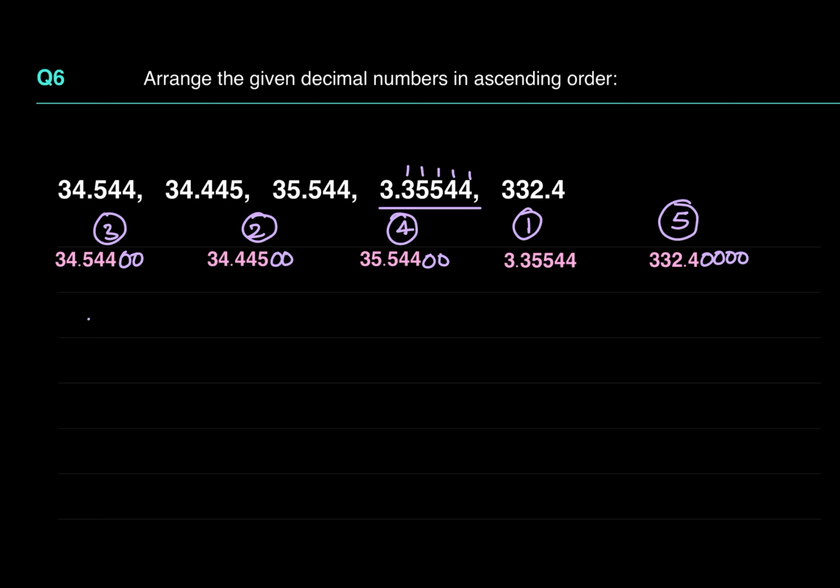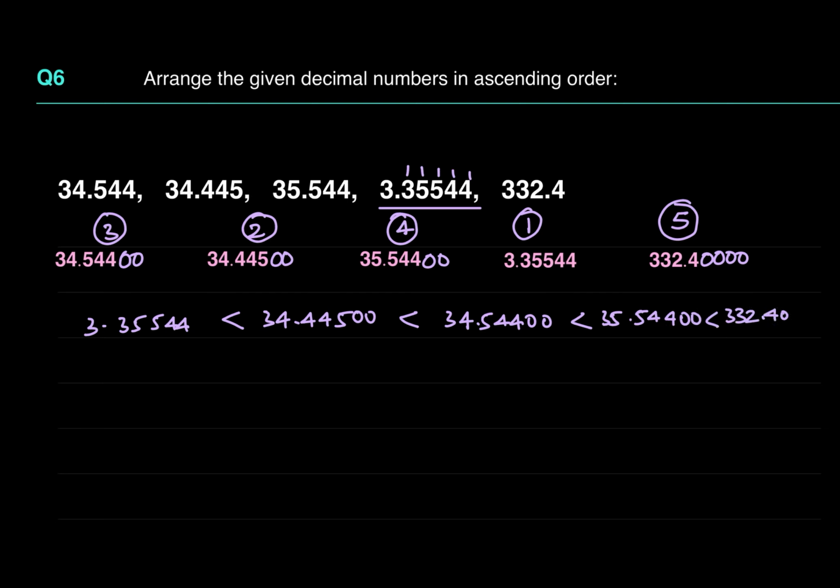So the first one is 3.35544. Put this sign, very important. Second one, 34.4. That's it for ascending.